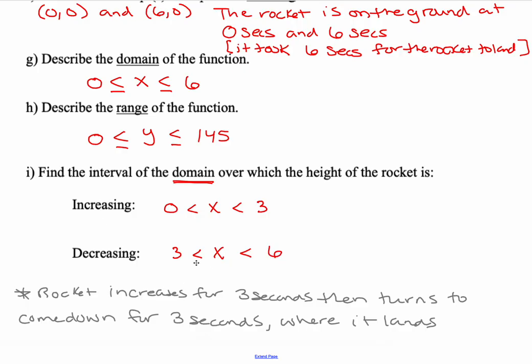So again, our increasing, decreasing can be seen from the graph itself, but it can also be understood from the scenario. If we think about what a rocket does, it goes up and then it comes back down. We just have to know where the turning point was, which is why we found the maximum coordinate.